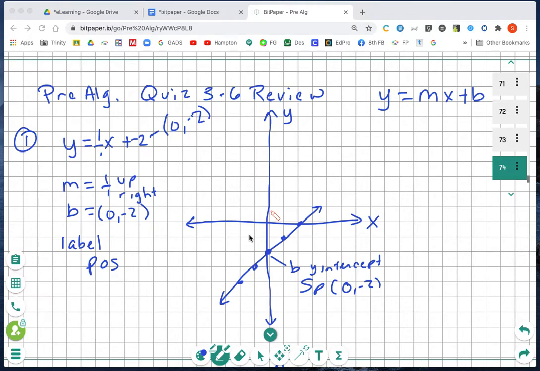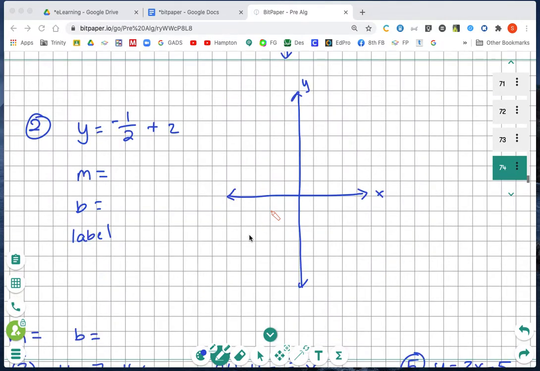Let's take a look at number 2. Our slope is next to the x, so that's going to be negative 1/2. So this is going to be down 1 to the right 1. And our b, or our y-intercept, is 0, positive 2. We're going to go to 0, positive 2. We're going to use our slope, down 1 to the right 2. Down 1 to the right 2.